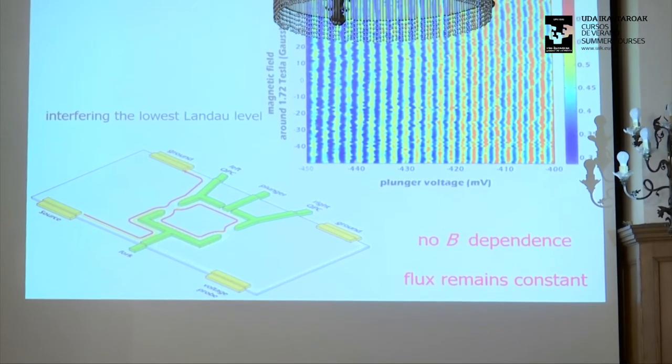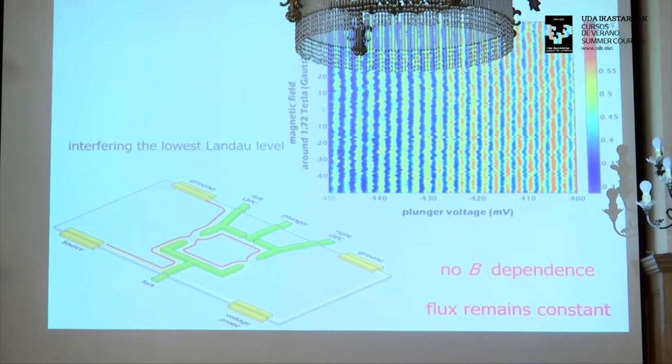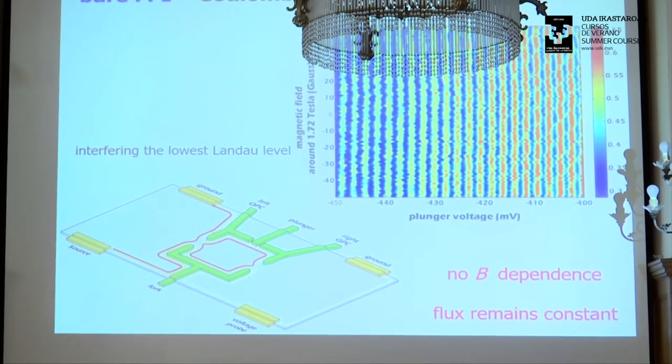Okay, so if you just take and build the Fabry-Perot, like here, and you measure it, that's what you get. We saw it initially, we were stunned, okay? So what you do, you change the plunger, so you move electrons out one by one. You cut here, tuck, tuck, tuck, you move electrons out. But when you change the magnetic field, there's nothing, zero, all the lines are straight. Okay, how can it be?